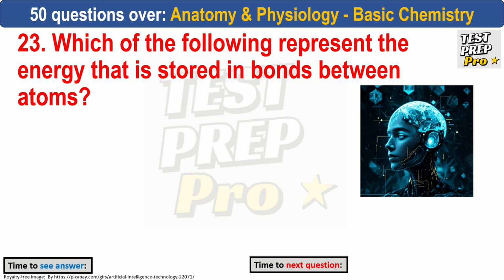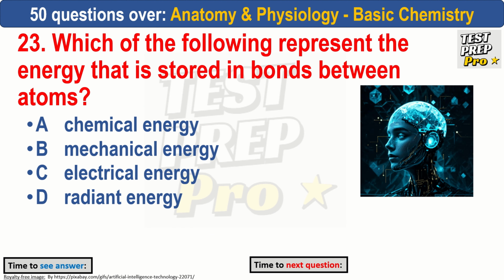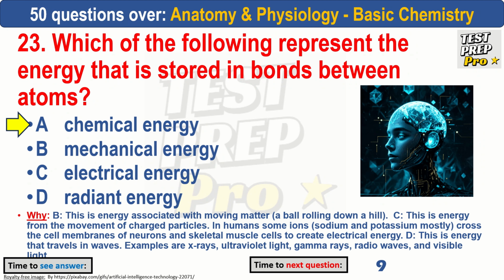Which of the following represent the energy that is stored in bonds between atoms? Is it chemical energy, mechanical energy, electrical energy, or radiant energy? Chemical energy. And this can happen from you eating food. You break bonds from this and make lots of energy called ATP in the body.